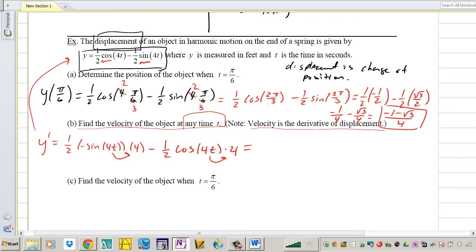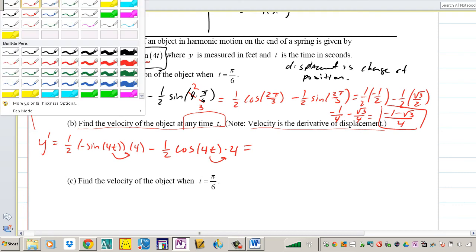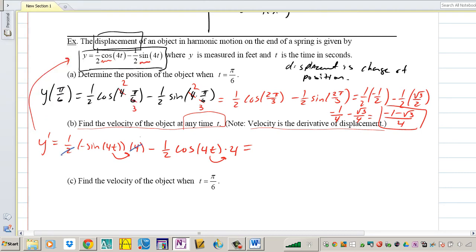Cleaning this up a little bit, 2 and 4 make a 2, and 2 and 4 make a 2, so it's going to be negative 2 sine of 4t minus 2 cosine of 4t. And there's my velocity function.